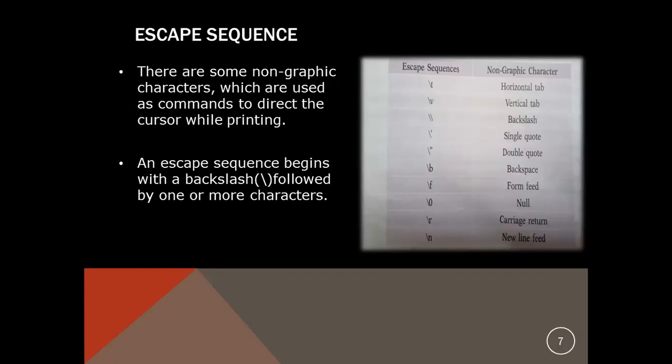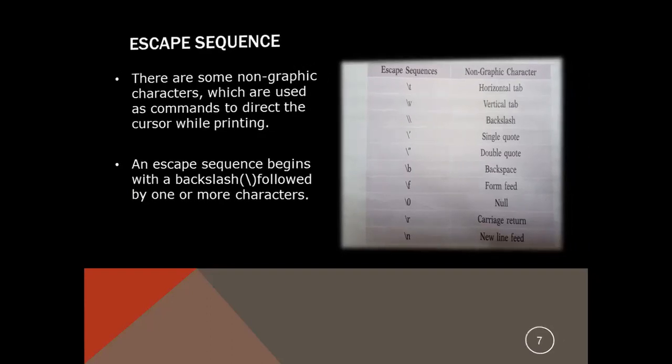Escape sequences are some non-graphic characters which are used as commands to direct the cursor while printing. An escape sequence begins with a backslash followed by one or more characters, as you can see in this table, backslash t. This means horizontal tab, that is, it allows the user to control the cursor's movement on the screen. It allows the user to customize the screen and to get a formatted output.